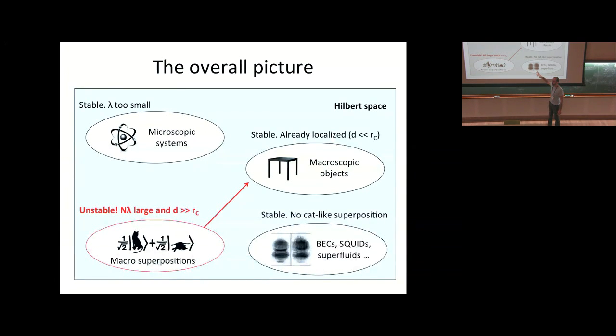Because of the heating effect, basically. Yes, they would blur the interference picture. That's where the bound comes from. And I will talk about that now.